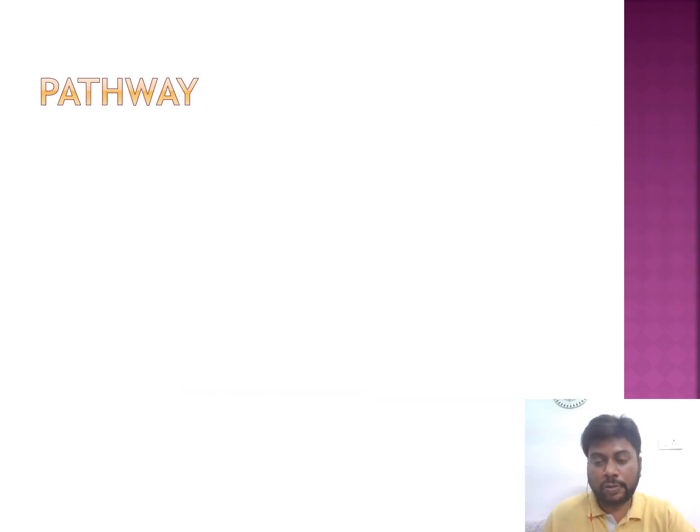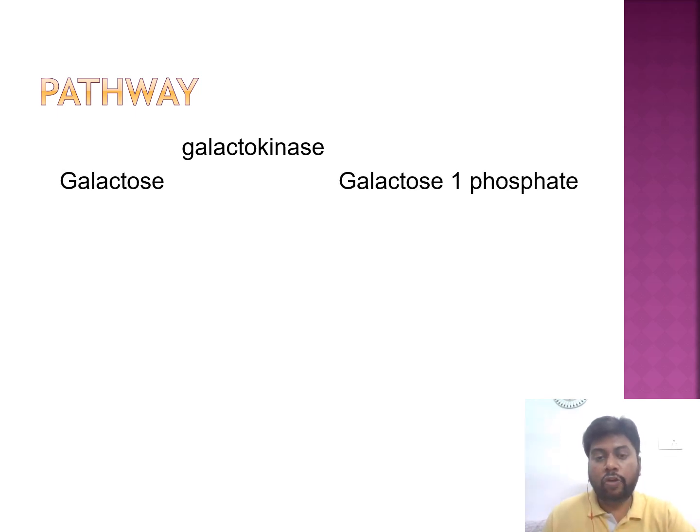For glucose, specifically we have glucokinase. For fructose, we have fructokinase. Similarly, for galactose, we have a specific enzyme called galactokinase within the liver. This galactokinase, like any other kinase, phosphorylates galactose to form galactose 1-phosphate. This is the first step in galactose metabolism within the liver.